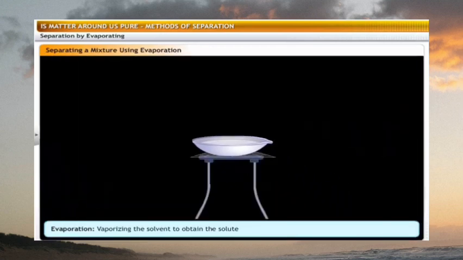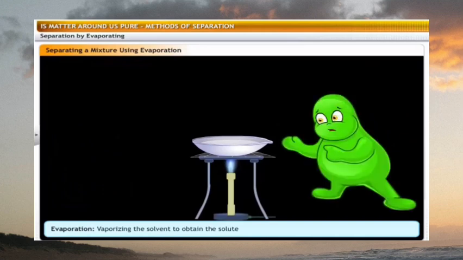Take a common salt solution, put it in a china dish and heat it gently. You will observe that the water evaporates and the common salt is left behind in the china dish as a white solid. Evaporation is used to separate a mixture containing a non-volatile, soluble solid from its volatile, liquid solvent.